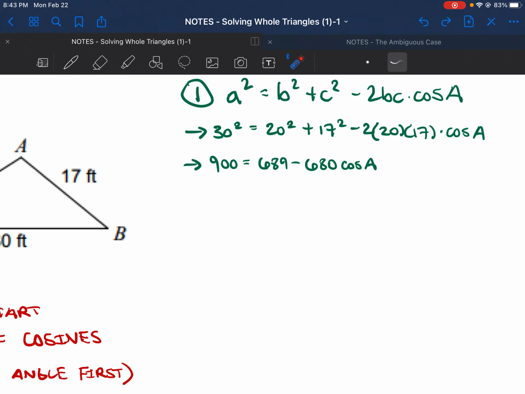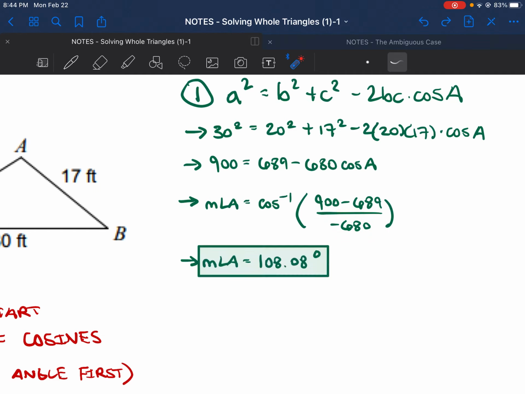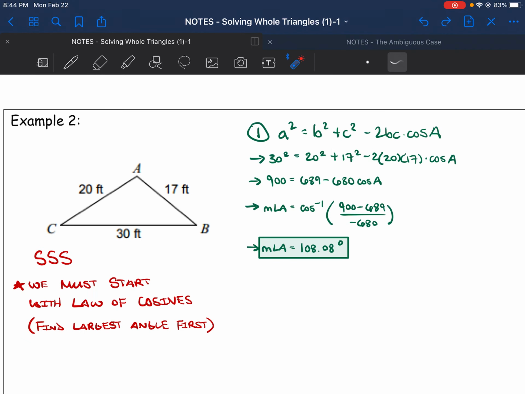Through the simplifying process, we know we would subtract 689 from both sides. And then after that, we would divide by negative 680, and then we would take the inverse cosine. So I went ahead and did all those steps in one. Here's the 900 minus 689. Here's the divide by negative 680. And here's our taking the inverse cosine. And this is going to give us that the measure of angle A is about 108.08 degrees when rounded to the nearest hundredth.